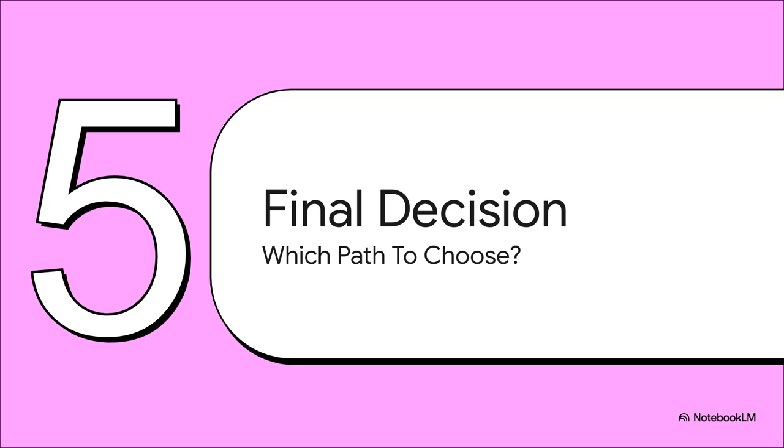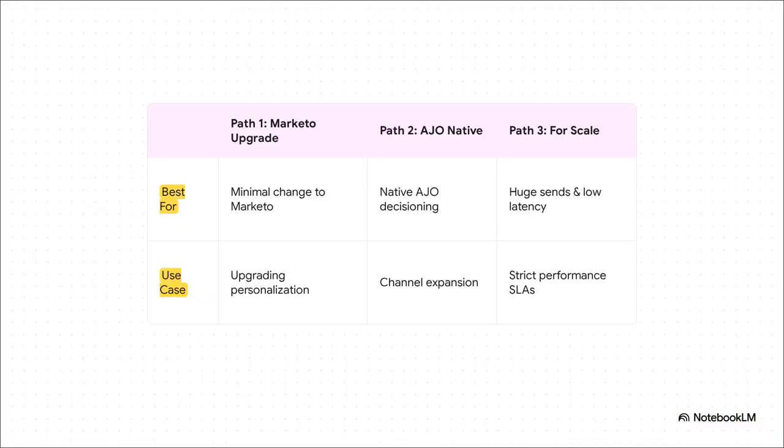Now let's bring it all together with a really simple guide to help you choose the right path for your organization. So here's the final decision guide, broken down nice and simple. If you want to upgrade your existing Marketo setup with minimal disruption, you're going to choose path 1. If you want to leverage native Adobe decisioning right inside AJO, go with path 2. And for those massive sends where speed is absolutely critical, path 3 is your answer.